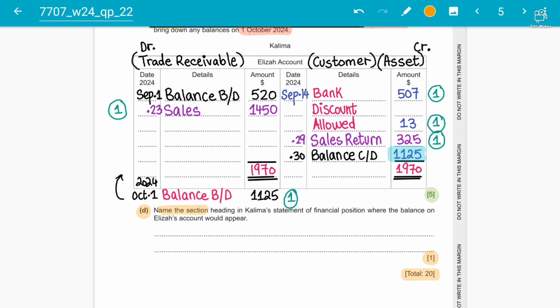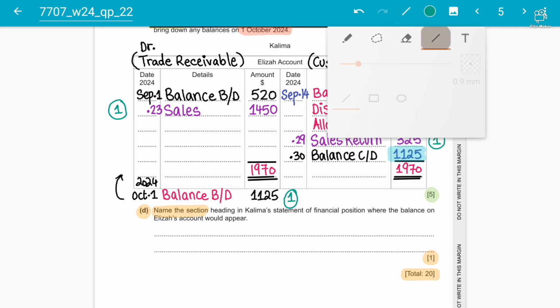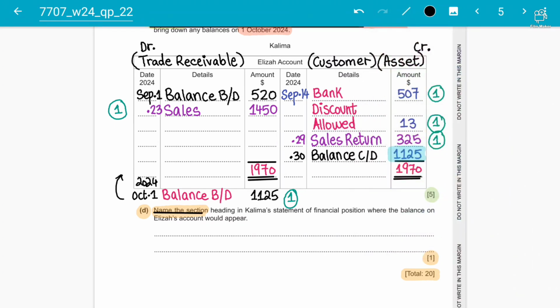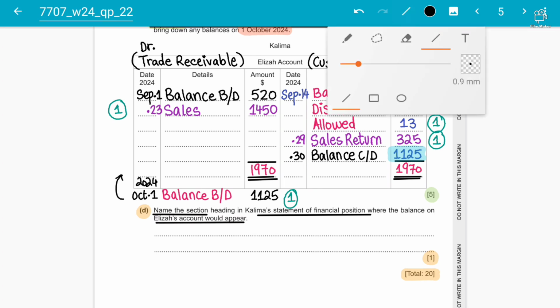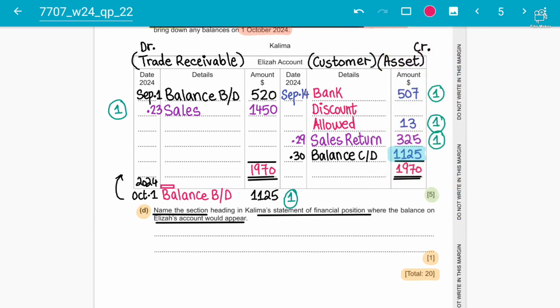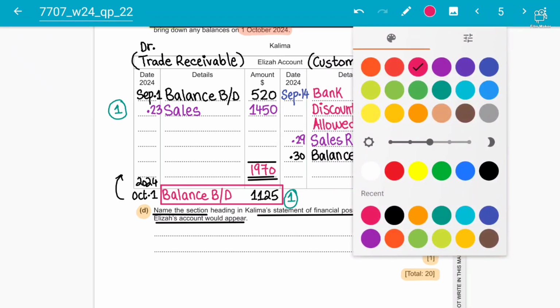We have to just name the section. Follow very carefully, students. It's a very one-liner answer, a 1 or 2 words answer. Name the section in which Kalima's statement of financial position where the balance on Aliza's account would appear. So the examiner is asking you where this balance of 1,125 would be appearing in the statement of financial position of Kalima.